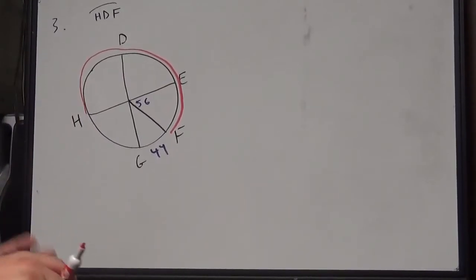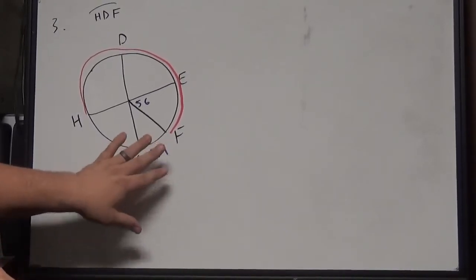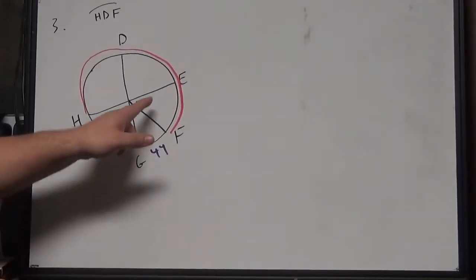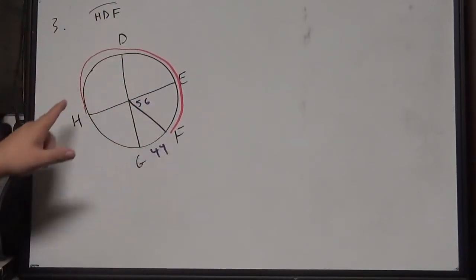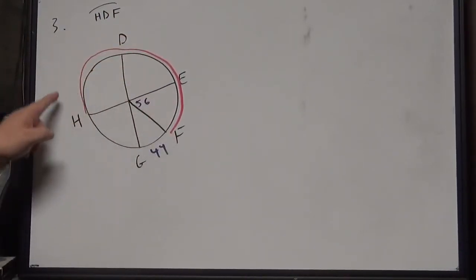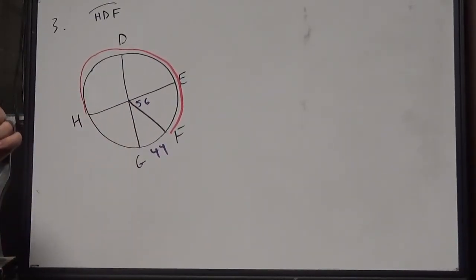Now, we only have 2 numbers, and one of them is irrelevant. This 44 is not going to matter. But the 56, that's the one that's going to matter, and I want to show you why. So that's the first step: know what you're finding. Identify what measurement you're looking for visually.